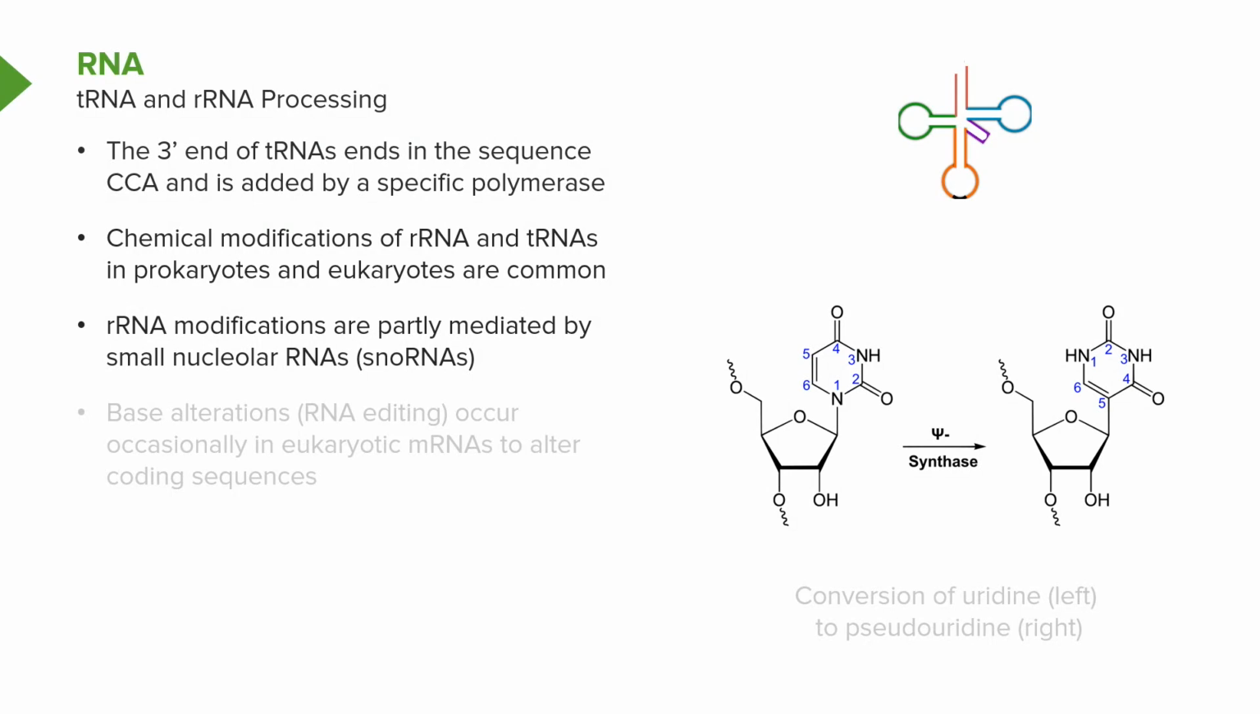Now, ribosomal RNA modifications, in addition to some of the general ones involving clipping out of sequences, are also helped along by some small nucleolar RNAs that are given the name snoRNAs. So these small RNAs actually help to process ribosomal RNAs to their final form. Base alterations, meaning the actual editing and changing of a base sequence within an RNA, can also occur, and this happens in some eukaryotic messenger RNAs, particularly among the lower eukaryotes on the evolutionary ladder, but it also occurs in humans as well.